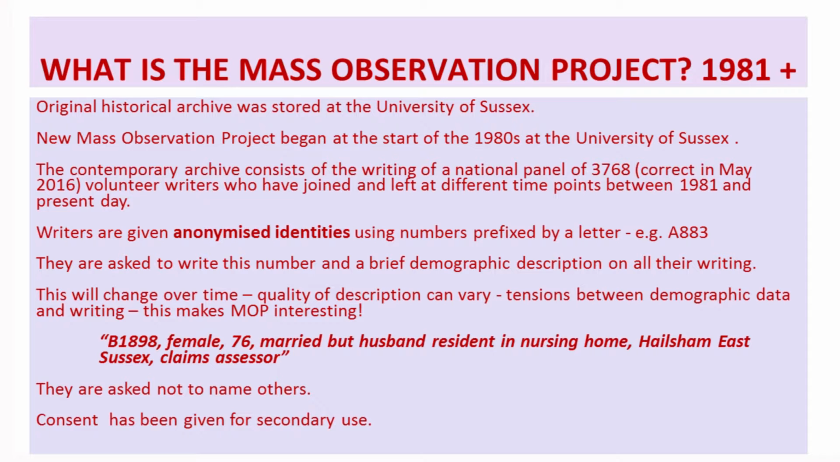This issue also comes out when we use mass observation metadata. These are biographical data sheets that individuals write about themselves when they join. The data sheets give descriptions of the actual individual, and there's a disjuncture between those descriptions and what you see coming out in the writing in terms of their identity. The writers are asked not to name others, and they've all given consent for secondary use of their data.